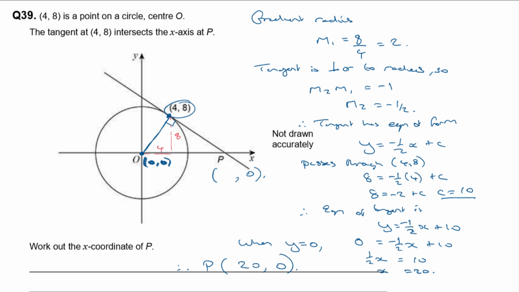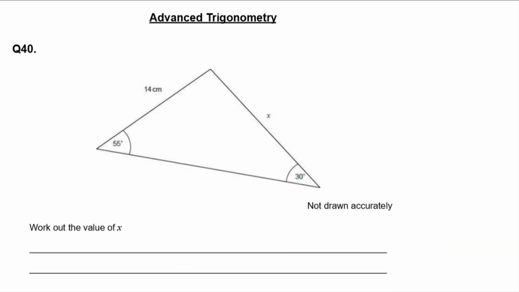Okay? Again, long, but we're just doing the same things over and over again, aren't we? Finding equations of lines, finding points on lines. It's all actually fairly straightforward stuff. Okay. Next up is advanced trigonometry.